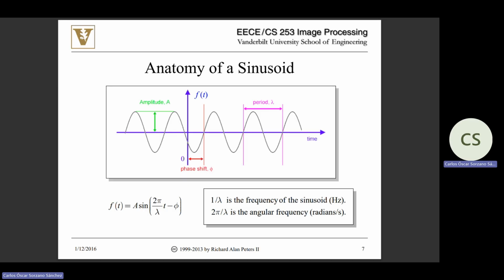Yeah, and there are a number of names. 1 over lambda is called the frequency. It is measured in hertz. Hertz is 1 over a second. 2 pi over lambda is called the angular frequency, and it is in radians over second. Lambda is the wavelength, or the period, and it is measured in seconds.